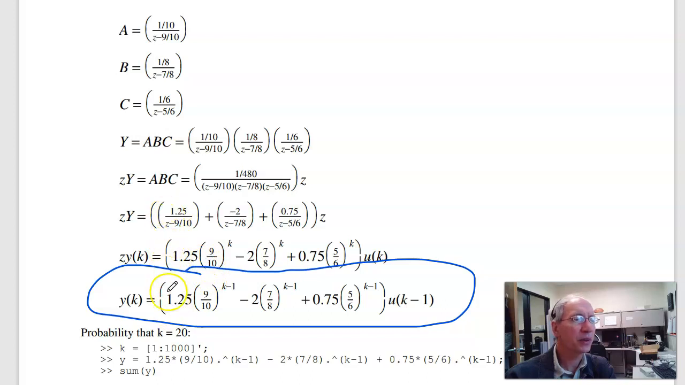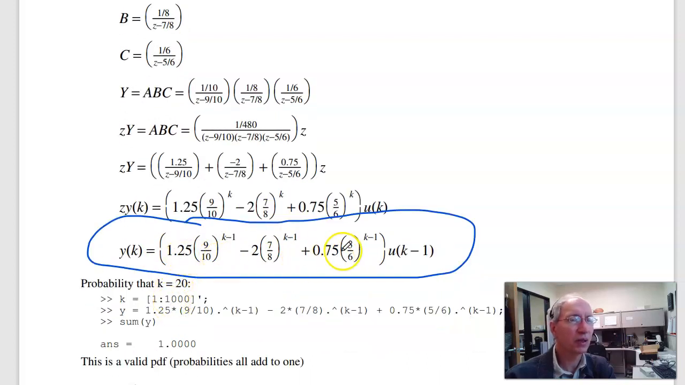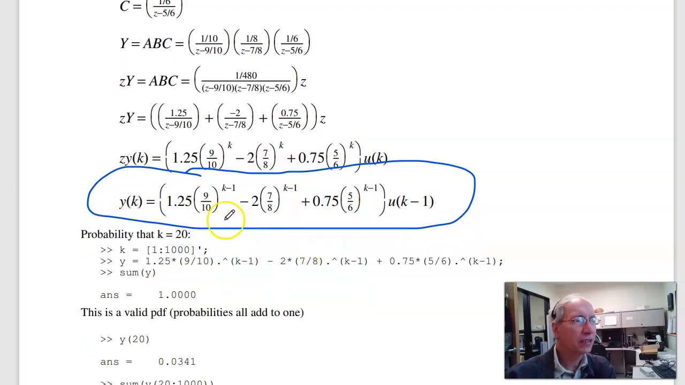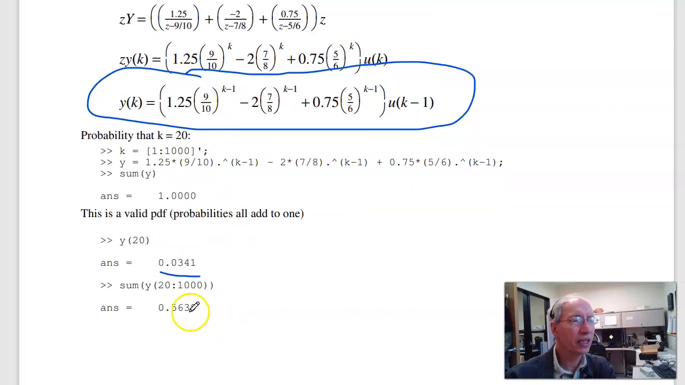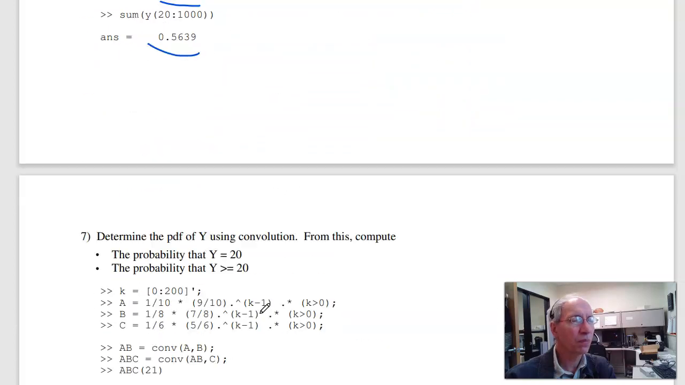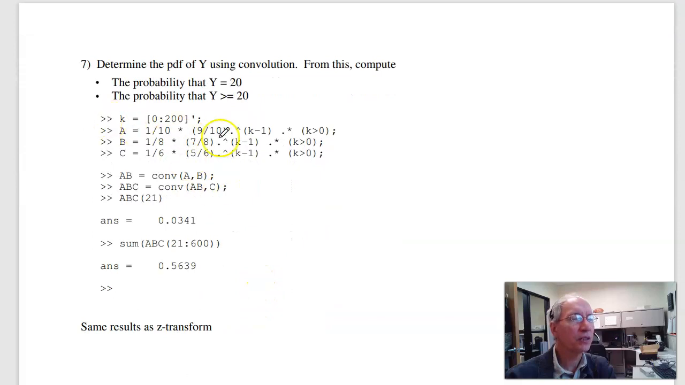And there's a couple other ways of doing it. Should all be equivalent. To find the probability that y is 20, I plug in this for k. At 20, 3.4%. At least 20, 56%. Checking. If I use convolution to find A, B, and C, I get 3.4% for 20, which is actually 21, index 21 means 20. 56% for 20 on up.